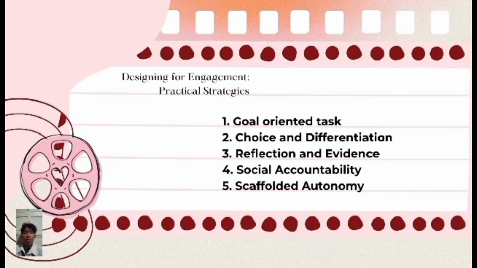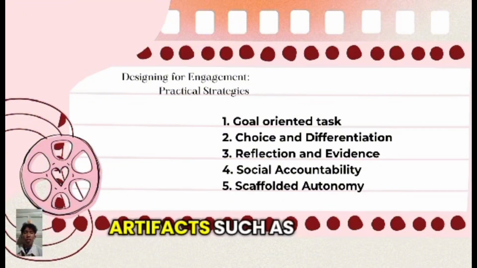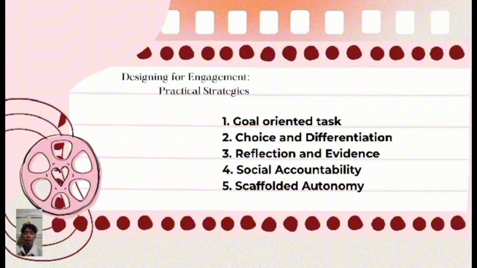The second is choice and differentiation. Offer parallel task paths such as listen to summarize or analyze to perform. So in that way, learners pick challenges matched to readiness and interest. Third is reflection and evidence. Embed quick self-assessment rubrics, learner logs, and artifacts such as recordings or portfolios, so progress is visible and attributable to effort.